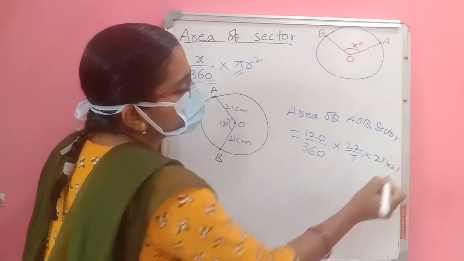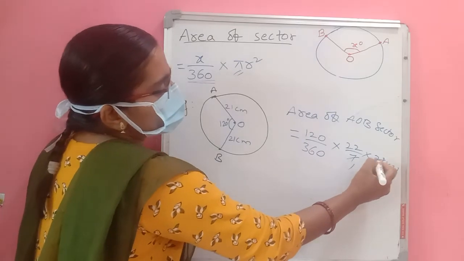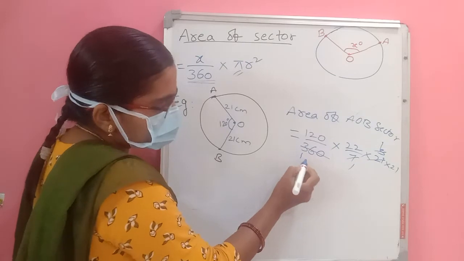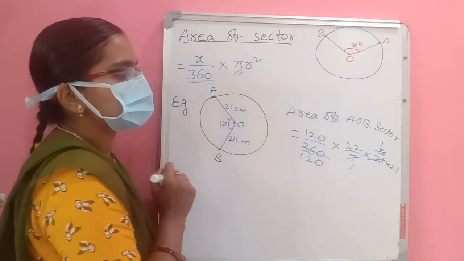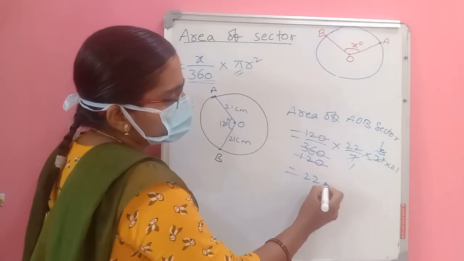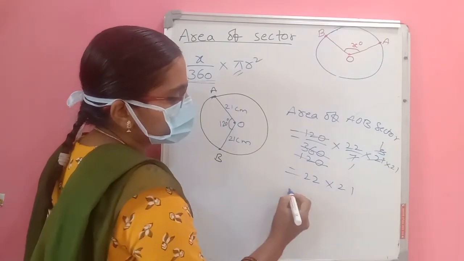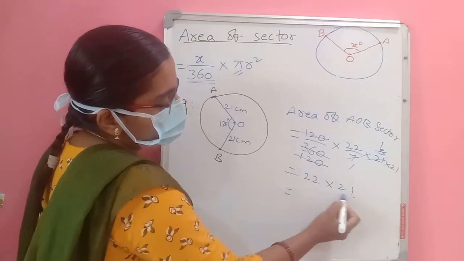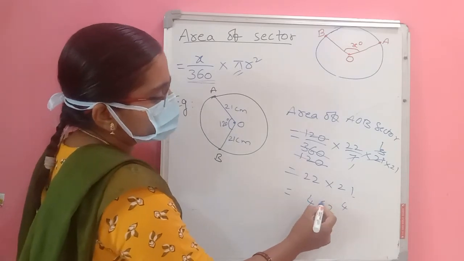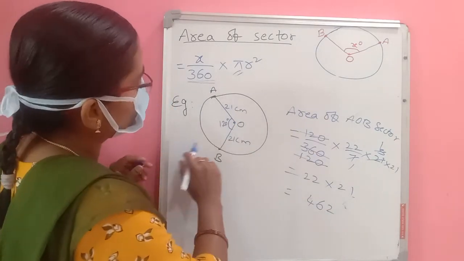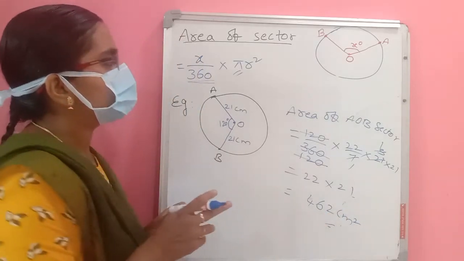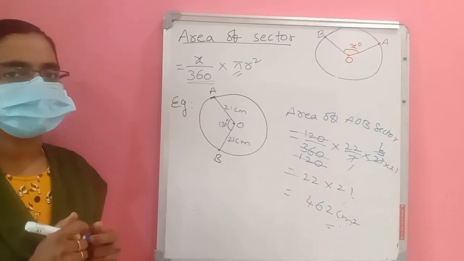Means 21 into 21. Cancel this. 7 ones are 7, 7 threes are 21. Next, 3 ones are 3, 3 twos are 6, zeros 0. Next, 120 cancels with 120. Remaining here we have 22, into here we have 21. So 22 into 21: 21 twos are 42, 21 twos are 42 plus 4, 46. 462, all these are in centimeters, so we get the area in centimeter square. This is the area of sector AOB, 462 centimeter square.